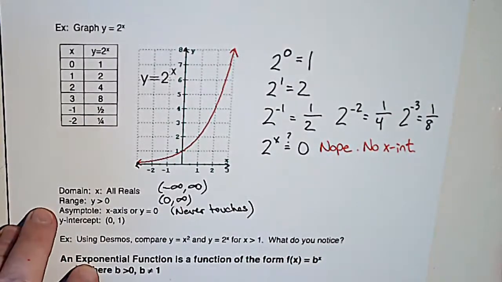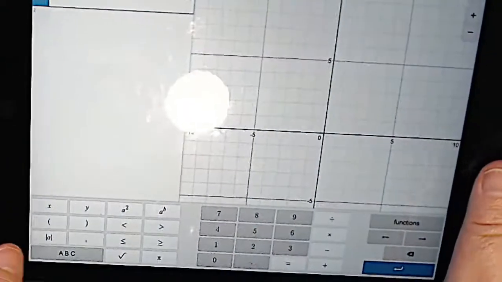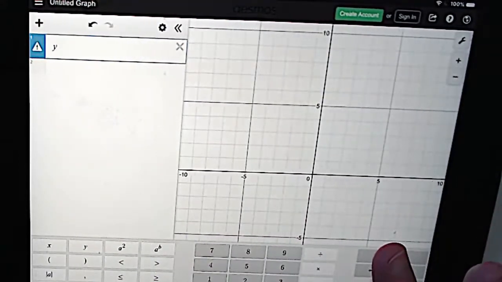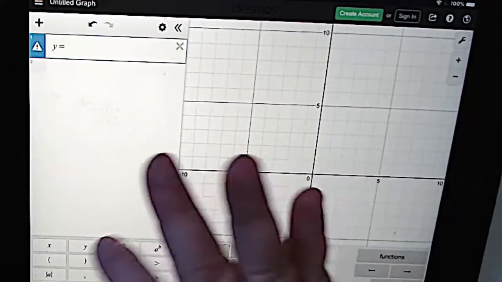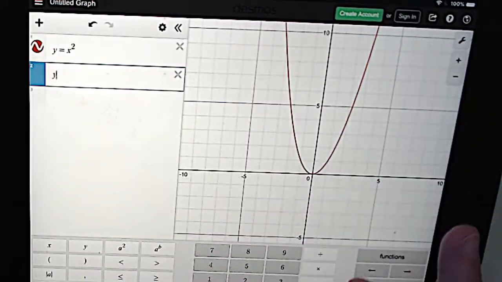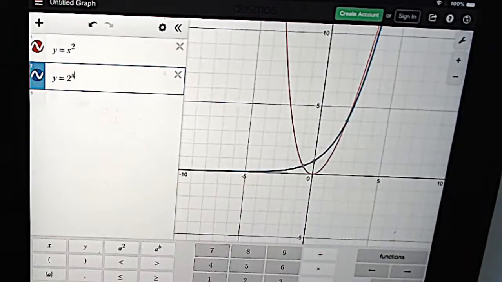So what I would like to do is to compare these two functions on Desmos, because we can do that. I can do that right here. So let me bring in my tablet. I'm going to turn off the light so that we are not all blinded. So I'm going to get y equals x squared for the first one, and then y equals 2 to the x.